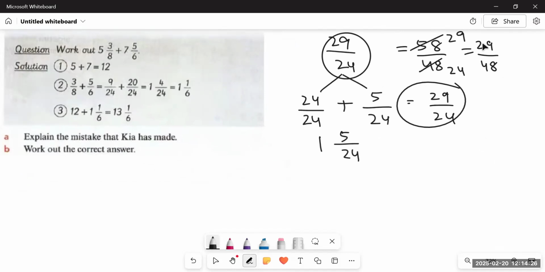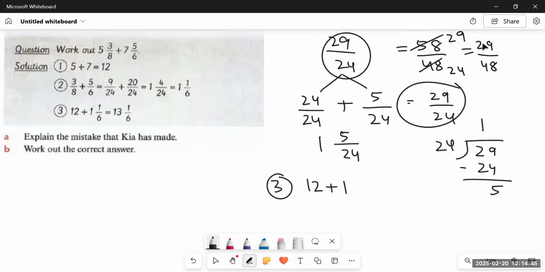Or you can do it like this. If you divide 29 by 24, you convert the improper fraction. 24 ones are 24. Then comes 5 remainder. So it would be one whole 5 upon 24. And earlier we already had a whole number that was 12. So we have to add 12 with 1, and 5 upon 24 would remain the same. So your answer would be 13 whole 5 upon 24.